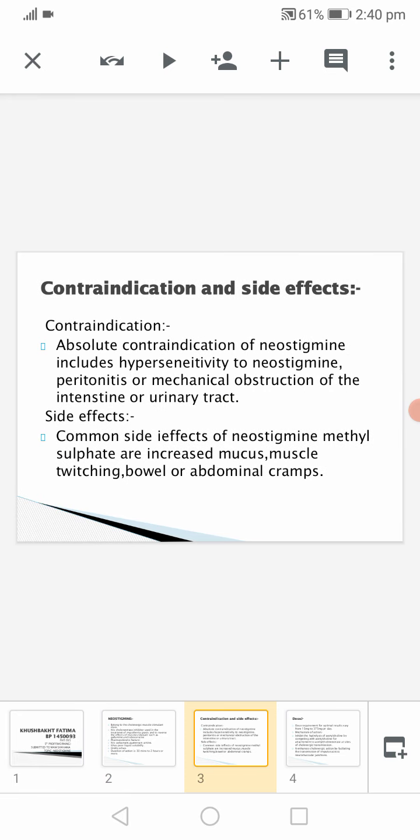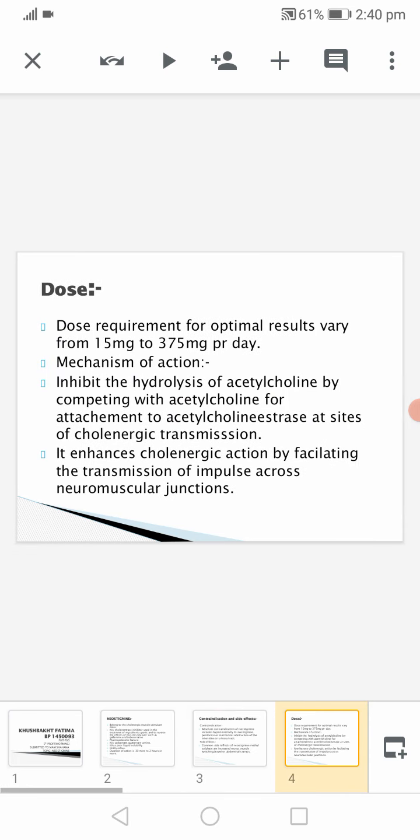Contraindication and side effects. Absolute contraindications of neostigmine include hypersensitivity to neostigmine, peritonitis, or mechanical obstruction of the intestine or urinary tract. Side effects. Common side effects of neostigmine methylsulfate are increased mucus, muscle twitching, bowel or abdominal cramps. Dose requirement for optimal results varies from 15 mg to 375 mg per day.